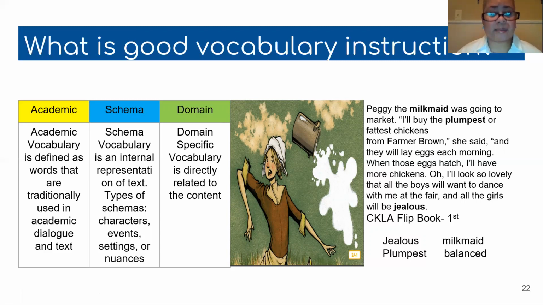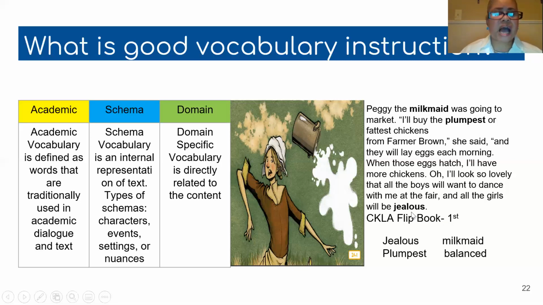How would you teach milkmaid? Some of the features include that it's a compound word, but are there some vocabulary and context here in this sentence? Does the picture help convey the meaning of milkmaid? Possibly. What about the next sentence? It says, "I'll buy the plumpest or the fattest chickens." Is there a synonym embedded? Yes. So we can do vocabulary and context.